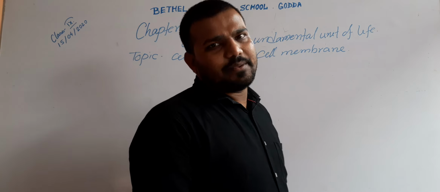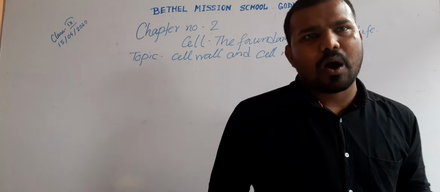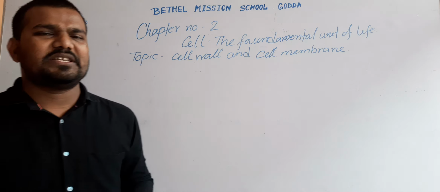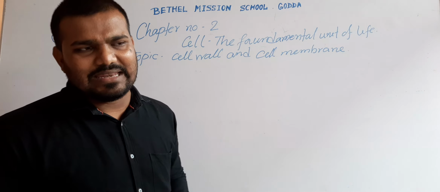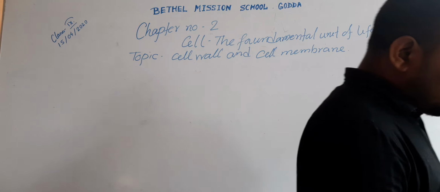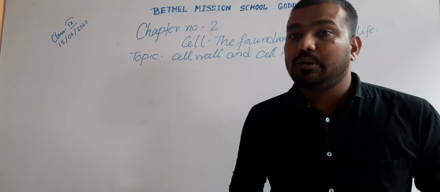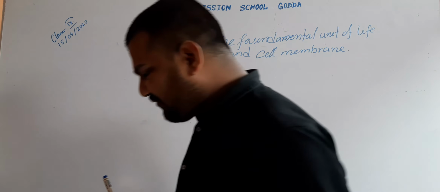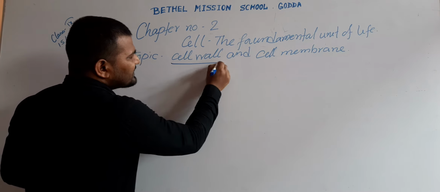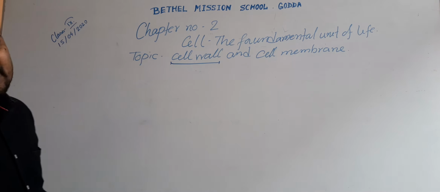In the case of the animal cell, it is bounded by a thin living cell covering which is made of protein and lipid, that is known as a cell membrane. So today's topic is cell wall and cell membrane. The first thing is, Robert Hooke was the first scientist to observe the cell wall.